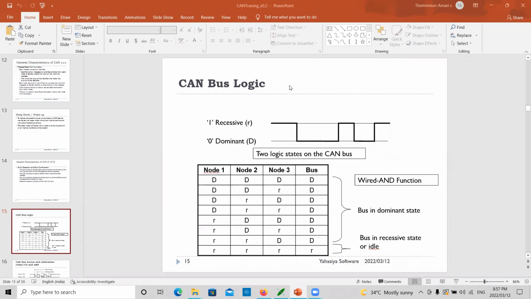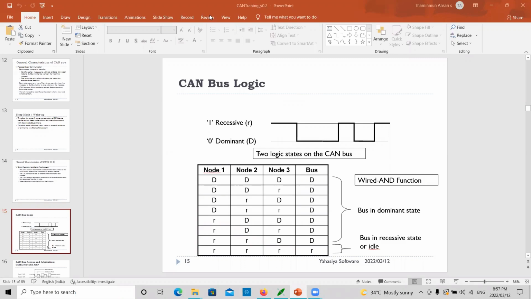The priority of a message decides who is the winner. The winner is decided based on their ID, based on the value that they have in the ID. And then they use an operation called the AND function. All of us have studied about the AND gate in digital logic.